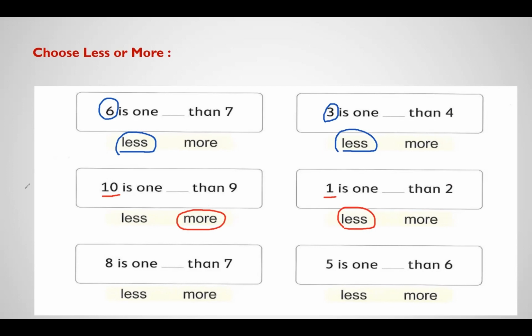Again, we have here 8. 8 is 1 less or 1 more than 7. Here 8 is, yes, bigger than 7, and big means more. The last one, 5 is 1 less or 1 more than 6. Look at number 5. 5 is the small, and we said small means less. So 5 is 1 less than 6.